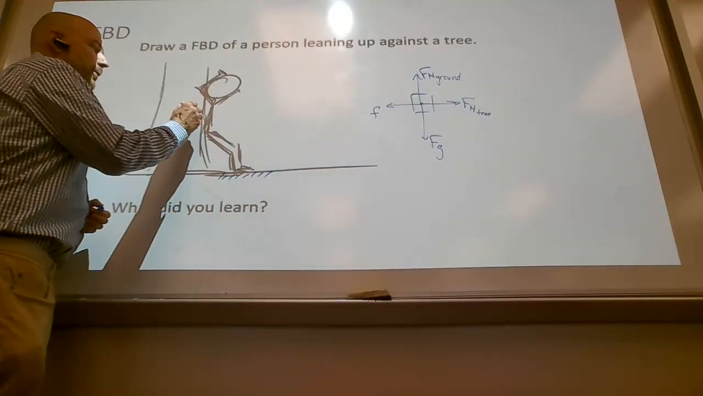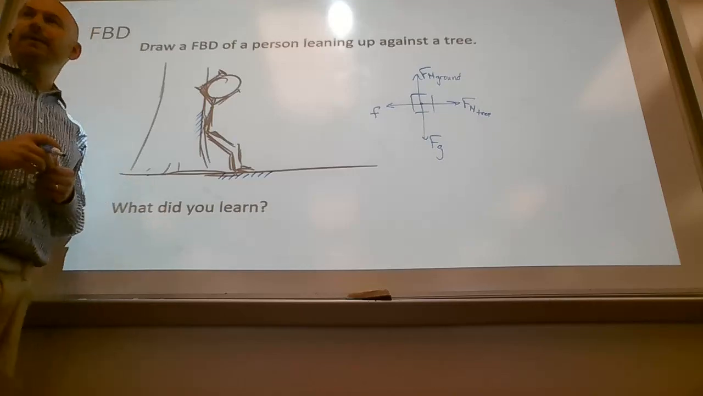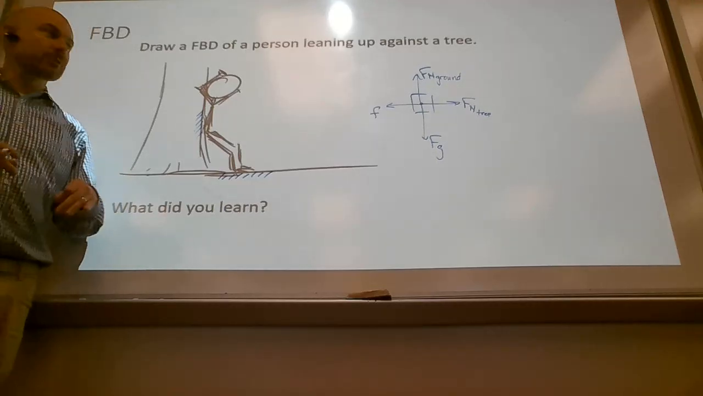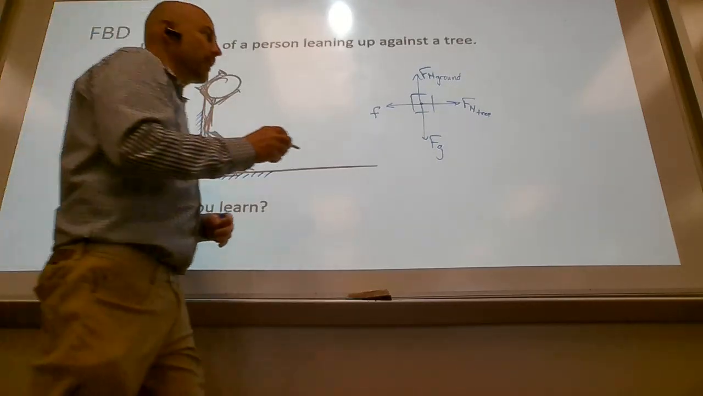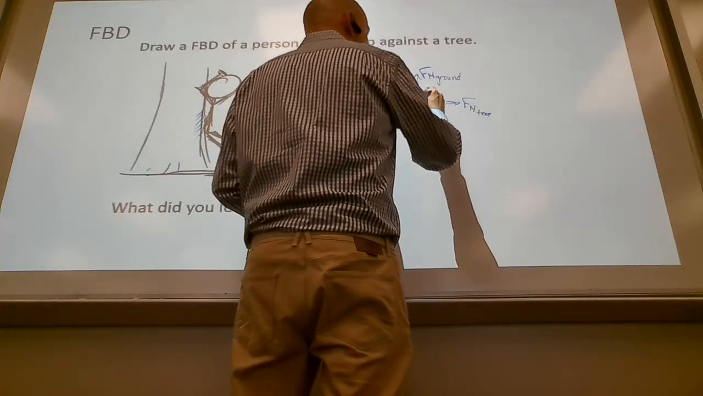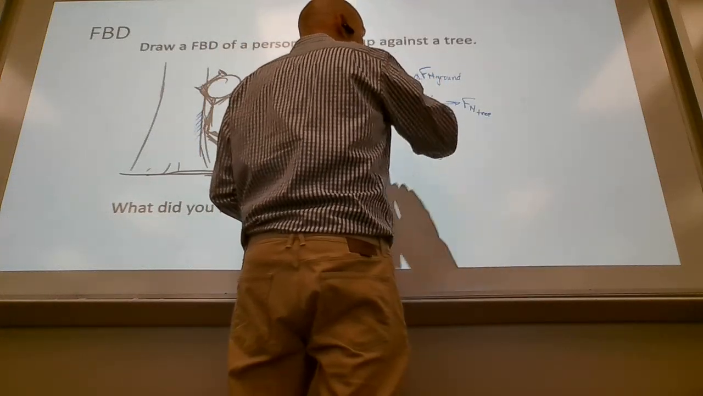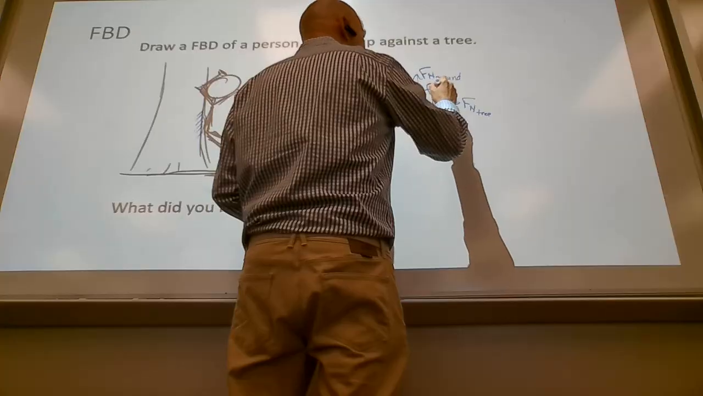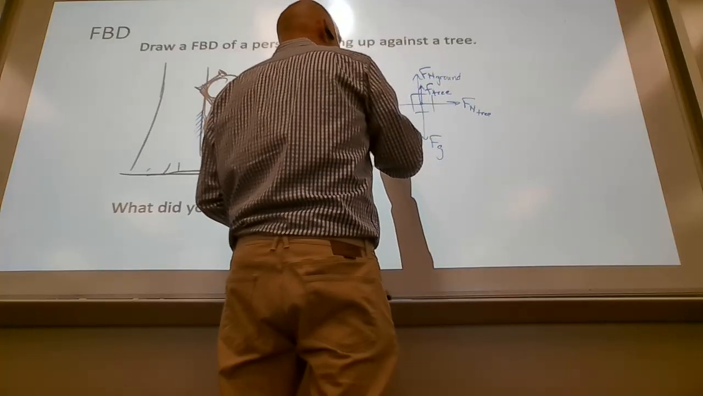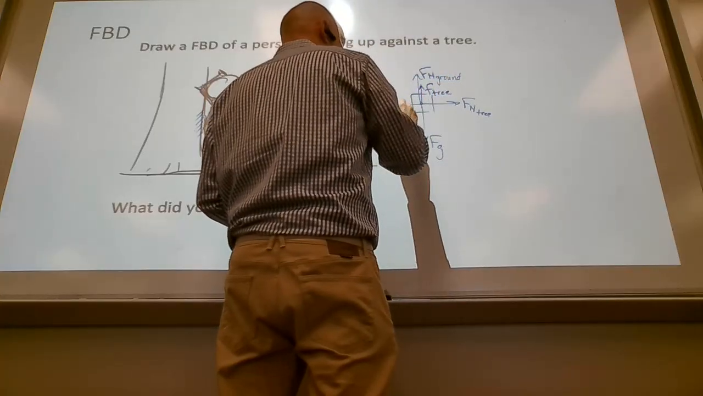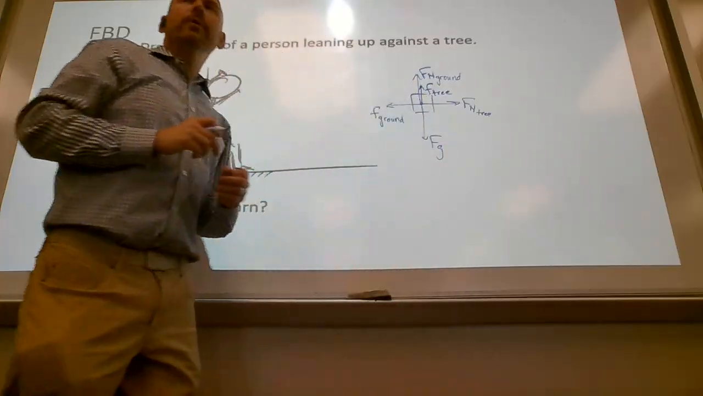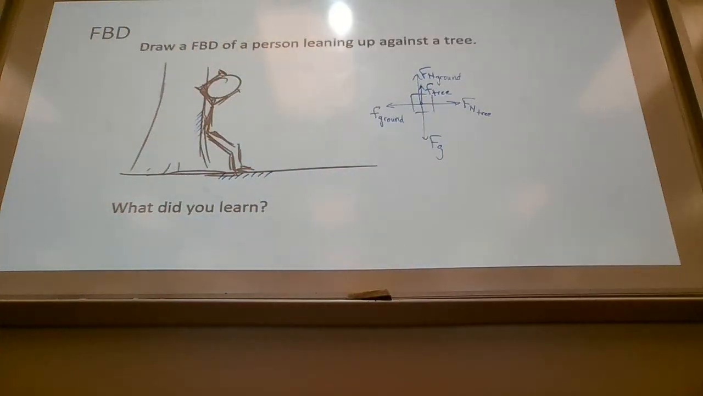If the tree was icy, which way would you slip? Down. So friction from the tree is going up. So this is from the ground, that's from the tree. You can have more than one force going in the same direction. That is also legal. Good with that?